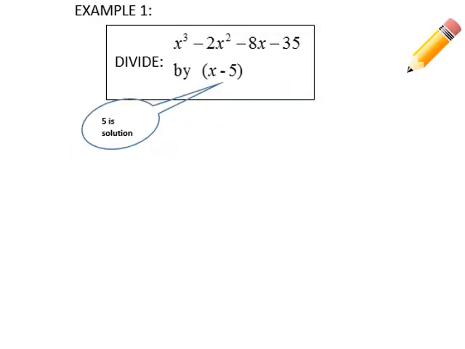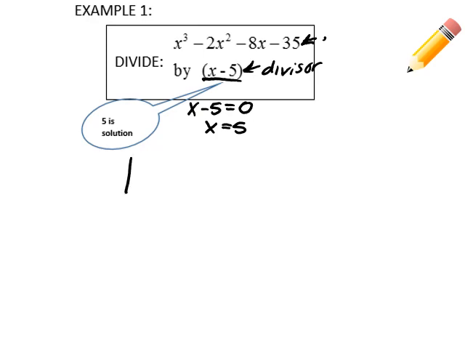Let's take a look at example 1. First, identify your dividend, and then we also have our divisor. Unlike long division, you're not going to use the entire factor. You're going to use the factor's solution. We've been finding factor solutions for the last 2 units. To start off, set it equal to 0 and get x by itself.